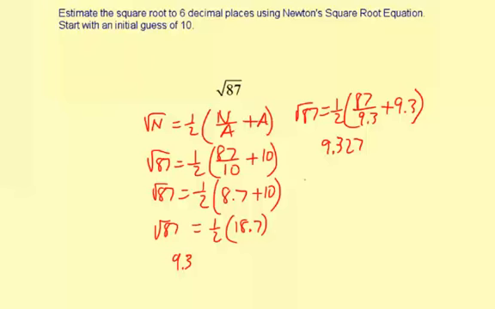So now the next guess for square root of 87 equals 1/2 times 87 divided by 9.327 plus 9.327.